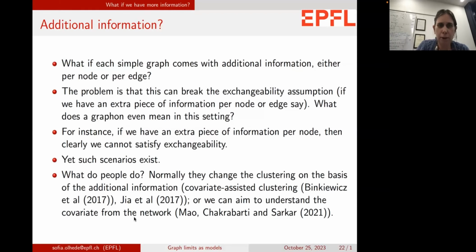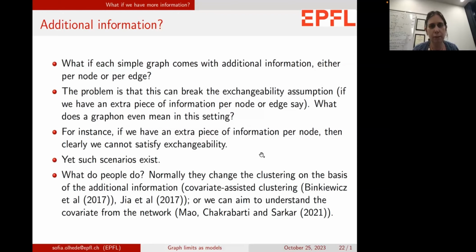Can we really use graphons in this setting? Because with extra information per node, clearly we cannot satisfy exchangeability. So what do people do in these types of settings, which do exist in practice? Well, often they change the way they do their clustering. There's something called covariate assisted clustering, or you can turn the problem on its head and say, I actually want to understand your earnings based on who you know, because if your friends all have a lot of money, maybe it's likelier you make a lot of money. So we are not going to do that.